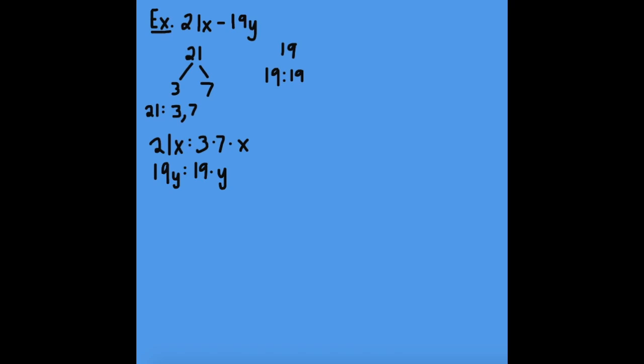So what do we do in this case? What do we do when they have nothing in common? Well, the answer is that we leave the problem the way it is. The answer is 21x minus 19y. There is nothing to factor out. We can't simplify this any further.